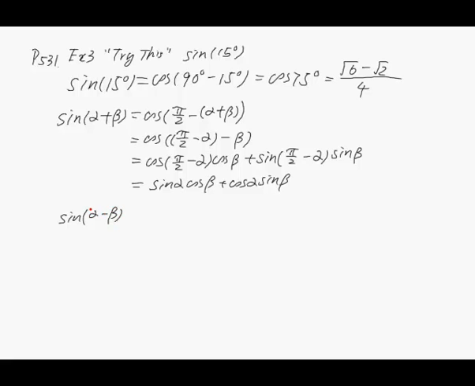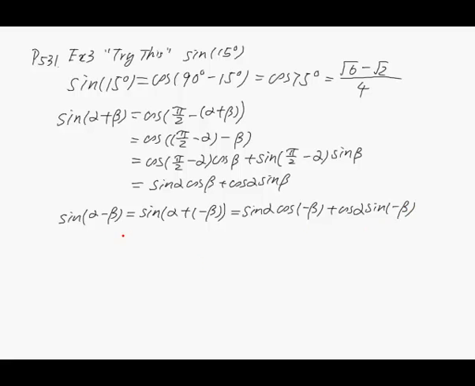minus beta. Okay, so this is equal to sine of alpha plus negative beta, and this is equal to sine alpha times cosine of negative beta, and plus cosine alpha times sine of negative beta, right?